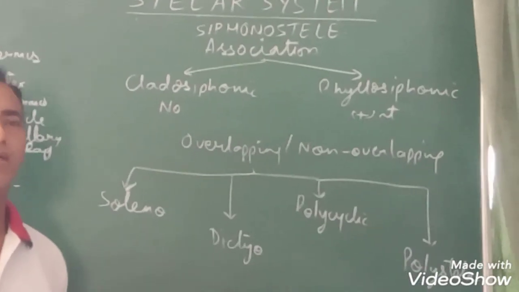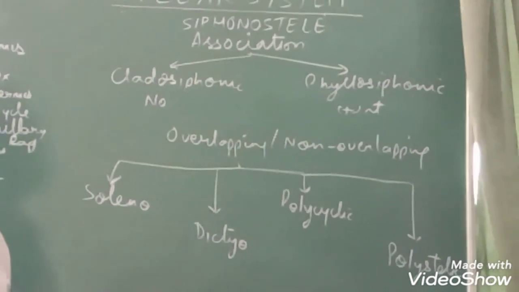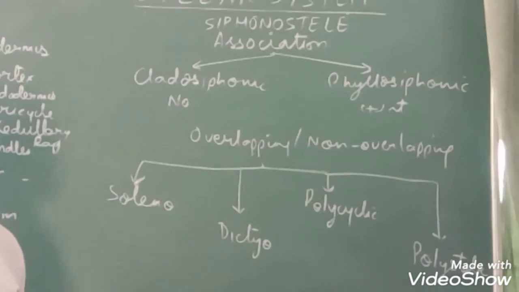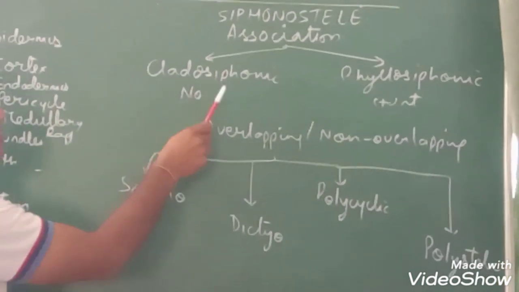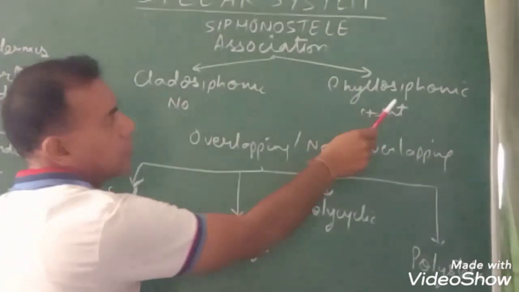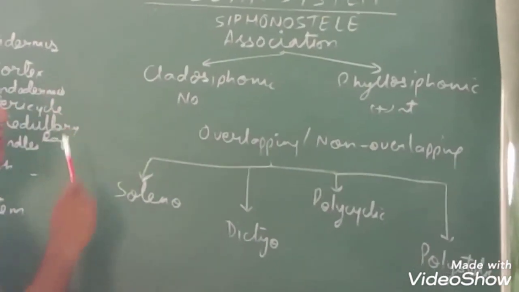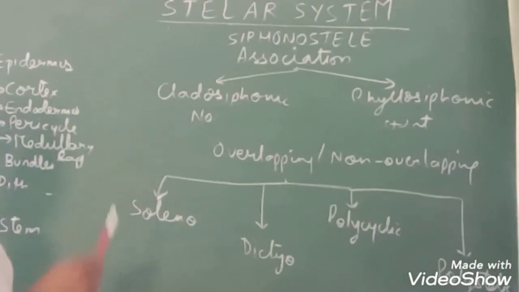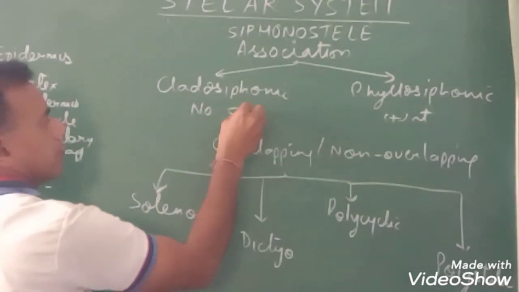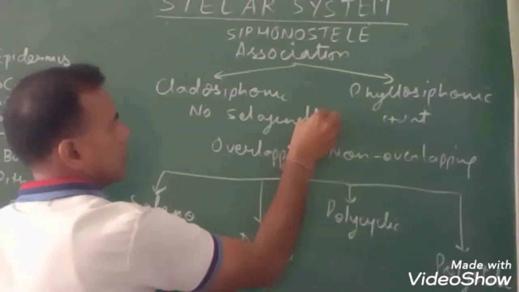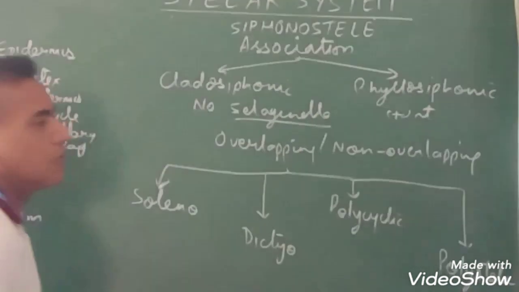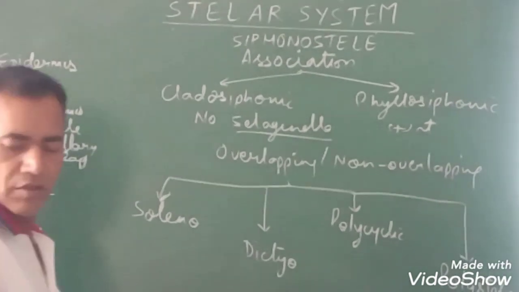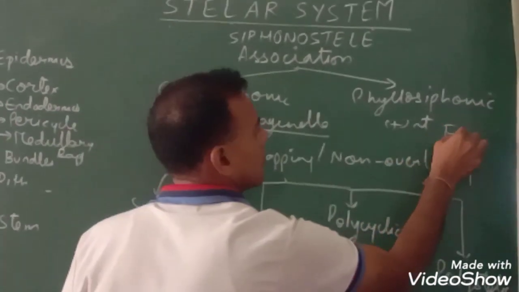On the basis of the association of siphonostele with leaf and branch traces, the siphonosteles are of two types: cladosiphonostele and phyllosiphonostele. Cladosiphonostele, in which no leaf gap is present, for example Selaginella, and phyllosiphonostele, where the leaf gap and leaf traces are present. Example, order Filicales.